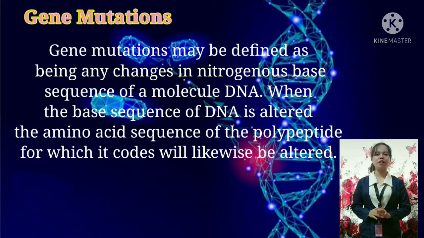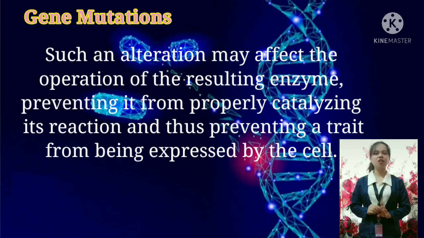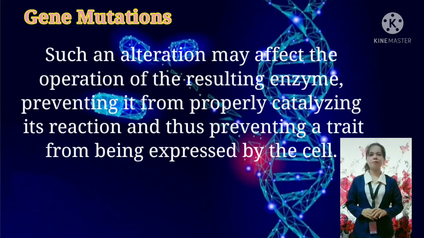When the base sequence of DNA is altered, the amino acid sequence of the polypeptide for which it codes will likewise be altered. Such an alteration may affect the operation of the resulting enzyme, preventing it from properly catalyzing its reaction and thus preventing a trait from being expressed by the cell. The majority of gene mutations are harmful because they result in the cell being impaired from performing some specific task. In rare cases, a mutation may result in a lethal gene that kills the cell either by producing a substance toxic to the cell or by failing to produce a protein of vital importance to the cell.